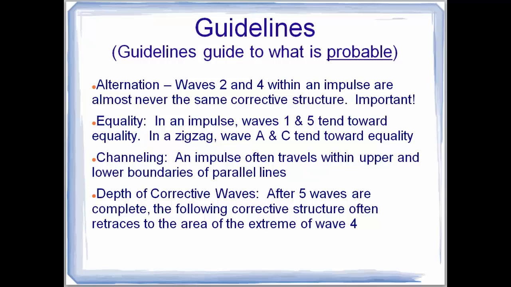The guideline of equality generally means that wave 5 will tend toward equality with wave 1. Also, wave C's of zigzags tend toward equality with wave A's. The guideline of channeling indicates that the entirety of an impulse is likely to travel nicely within a parallel channel. Finally, there's a tendency after a 5-wave impulse for the following ABC correction to end near the extreme of the prior wave 4.